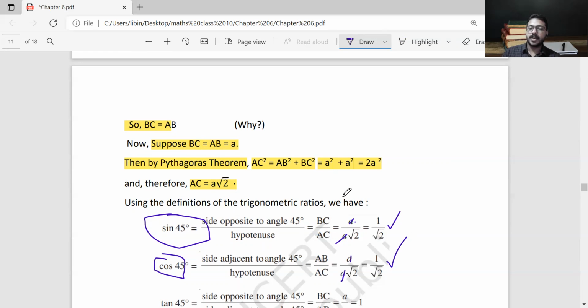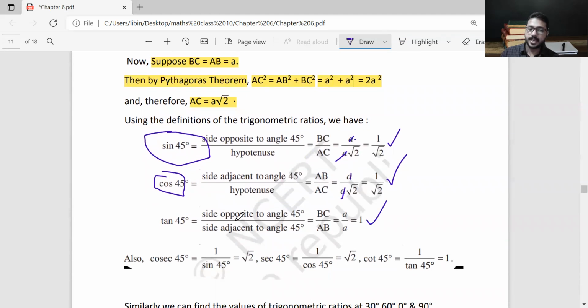Okay, so what is the value of tan 45? It is actually sin 45 divided by cos 45. Since both of these quantities are equal, tan 45 should be equal to 1. And similarly, cosec 45 is equal to 1 divided by sin 45, that is the reciprocal of 1 by root 2, which is root 2. Similarly, we can find sec 45 is equal to root 2 and cot 45 is equal to 1.